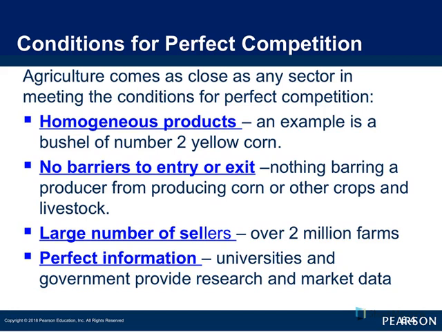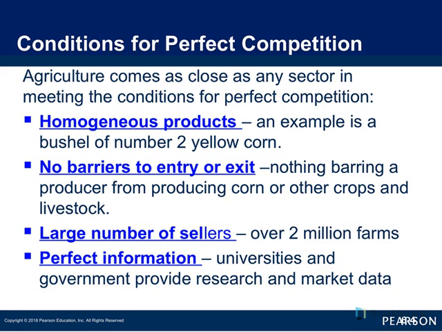The second area that we have to be aware of is the barriers to entry or exit, meaning that there's no physical barrier, no barrier that is keeping people from entering the market. If you want to produce corn, produce corn. If you want to produce livestock, produce livestock. There's no force, no economic force keeping you out from doing that. The third area is a large number of sellers. There has to be a bunch of people involved in the industry for a perfect competition to exist, enough so that one person cannot control the market in any way.